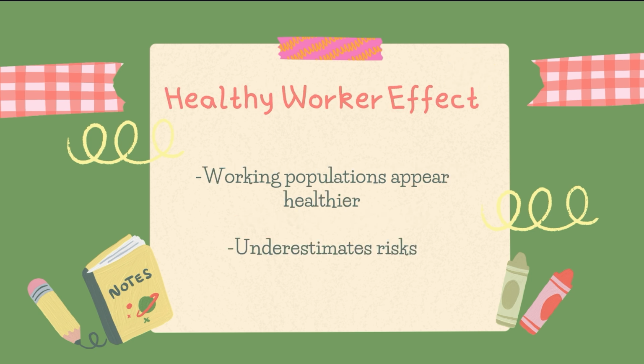Next is the healthy worker effect. The healthy worker effect is a type of selection bias that appears in occupational studies. It occurs because employed people are generally healthier than the overall population. For instance, if researchers compare factory workers to the general population, the workers may seem to have fewer illnesses, not because their jobs are safe, but because people too sick to work aren't included in the study.